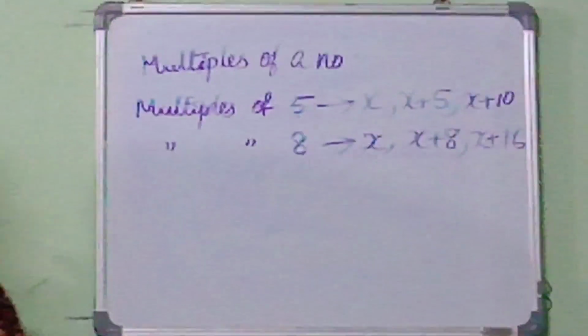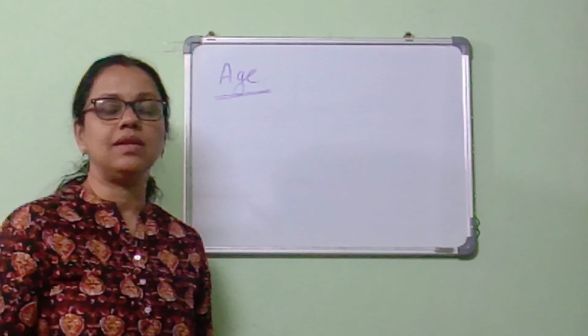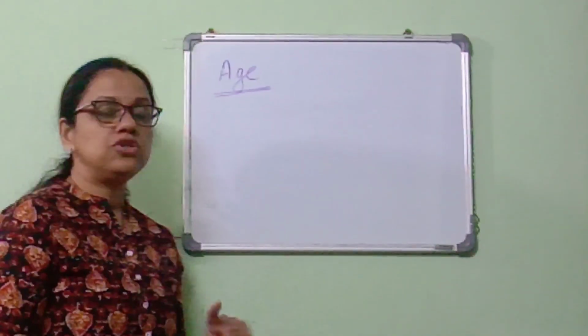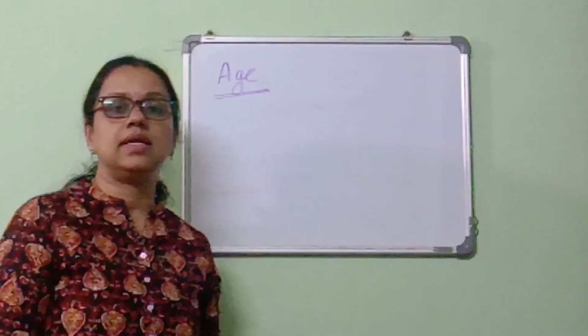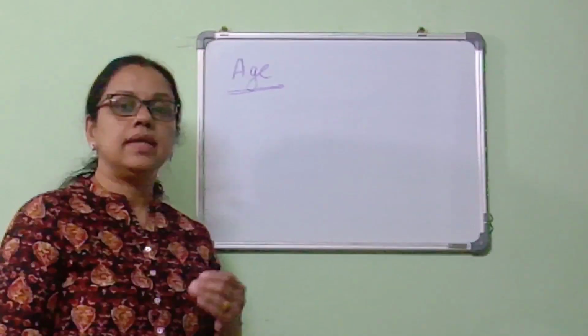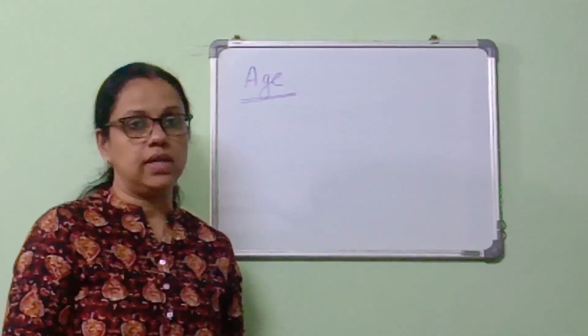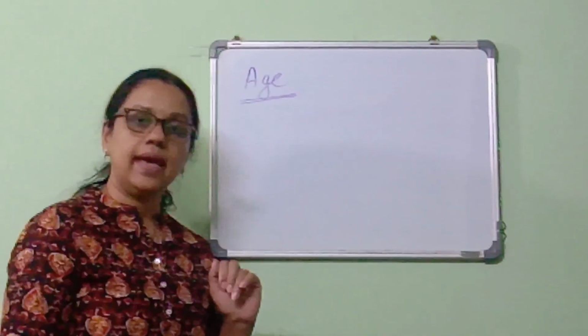Clear? Another type of question in this chapter in which the students may feel little difficulty is age related questions. In most of the age related questions, it will be better to take the junior's present age as x. Then read the conditions given in the question and frame the equation accordingly, then solve it. Okay, I am explaining this with an example.